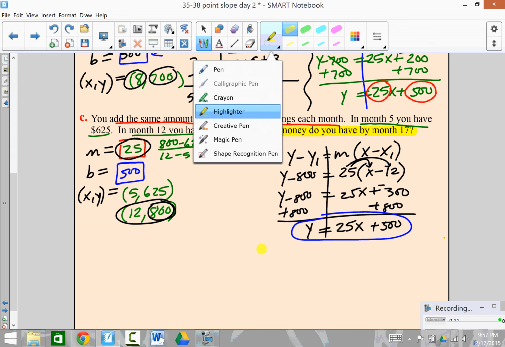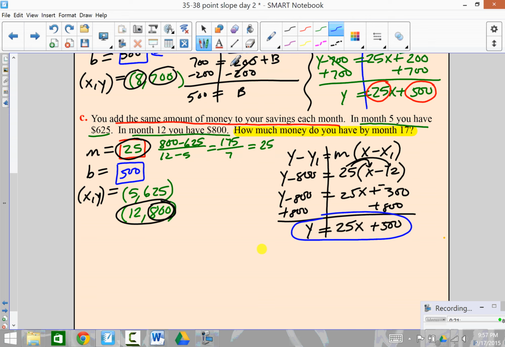Okay, in order to make sure that your equation actually works before you try to figure out this answer, I would check your equation to make sure it works. If I plug in 5 months into my x here, do the math, this should come out to be 625, okay, from this ordered pair. If I plug in 12 months, do the math, 25 times 12 plus 500, this should come out to be 800. So if those two ordered pairs work, then I know I should be able to confidently answer this question.